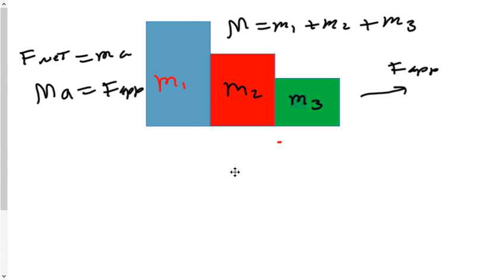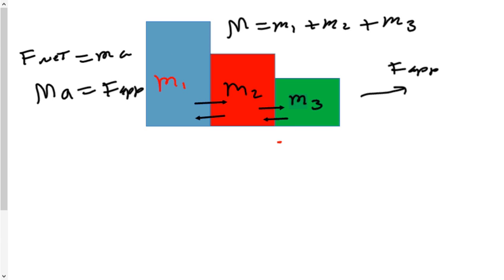Now what about the contact forces that exist between the objects? We're going to have a force going in this direction and then backwards. So M1 has to place a force on M2, but then right back at you, M2 will push right back on M1. And what about the contact forces between M2 and M3? M2 will apply a force to M3, and M3 will push right back at you again.